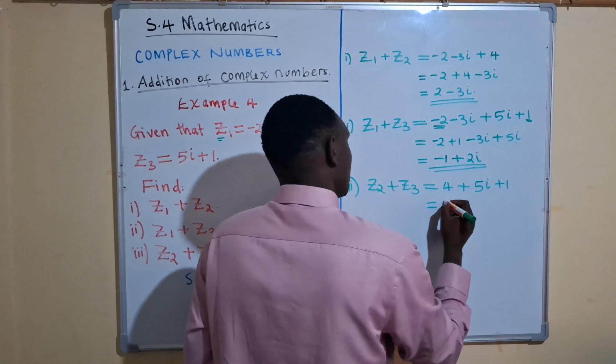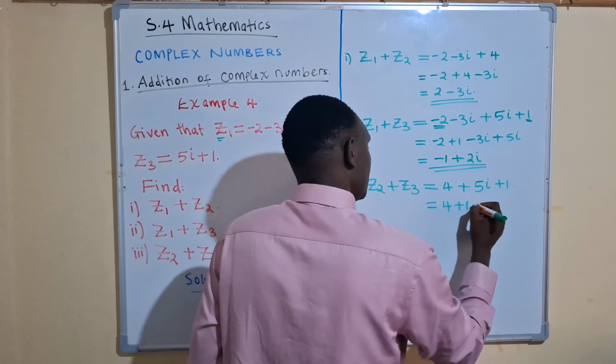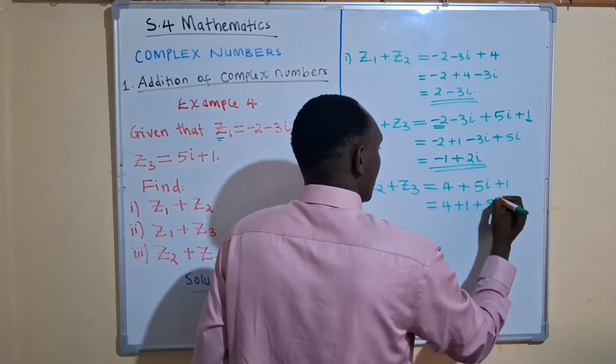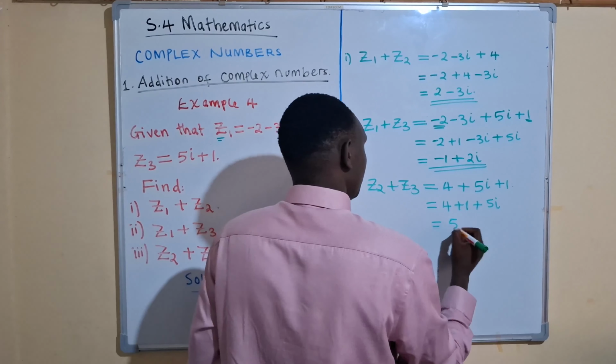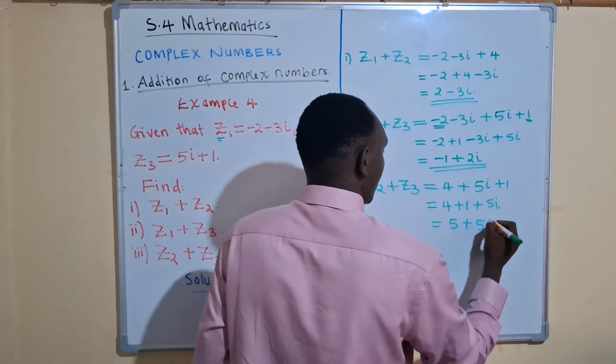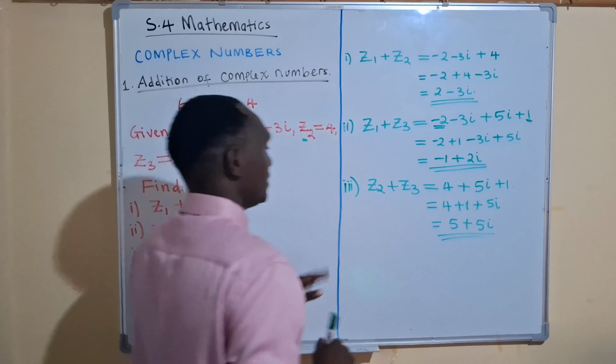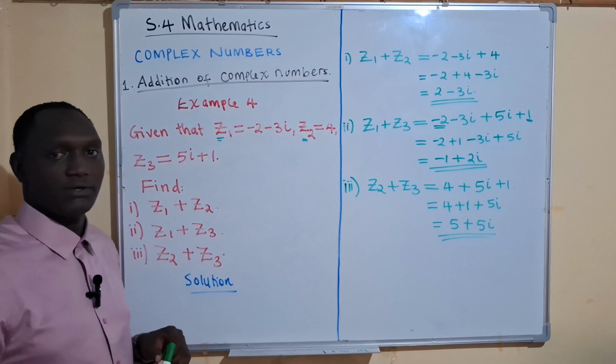Collect the real parts together. That becomes 4 plus 1 and then plus 5i. What is 4 plus 1? It is 5 plus 5i. So this is the solution for this example 4.